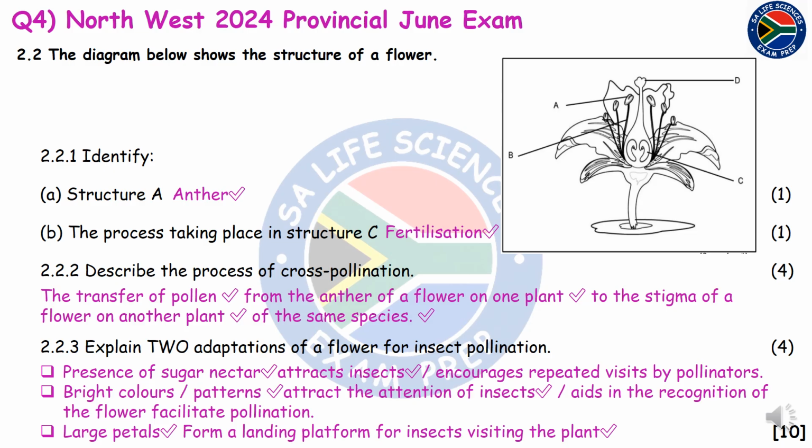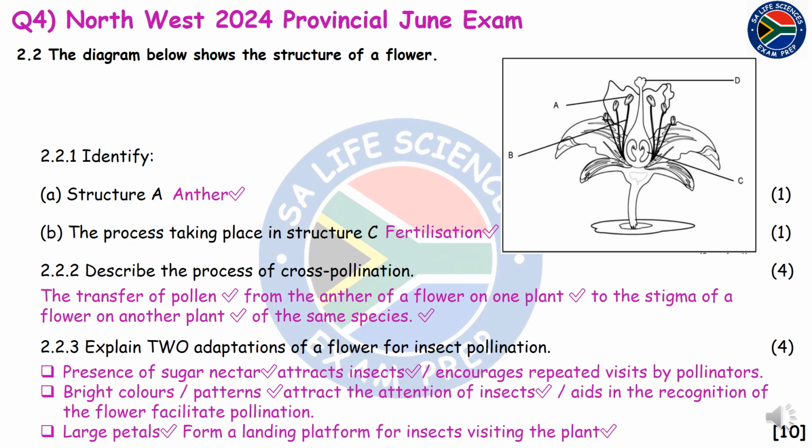Question B asks us to identify the process taking place at C. So we can see that those two structures are the ovules, and the ovules are contained in the ovary. And inside the ovary is where fertilization takes place.